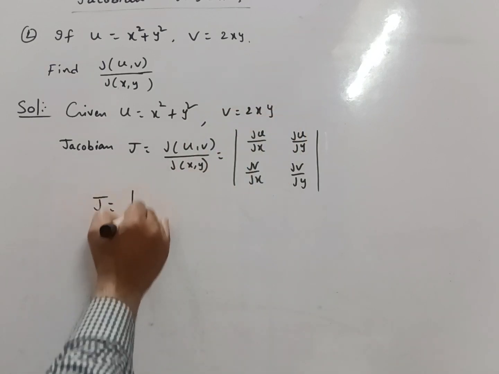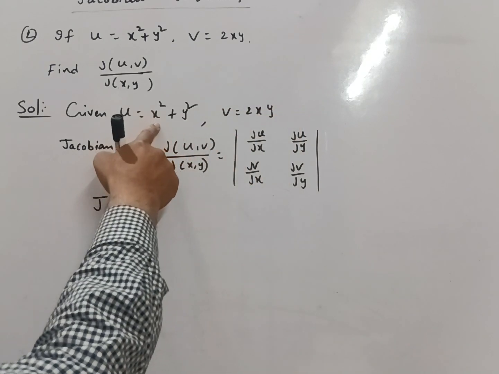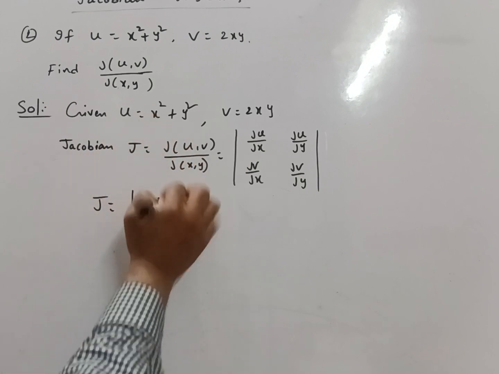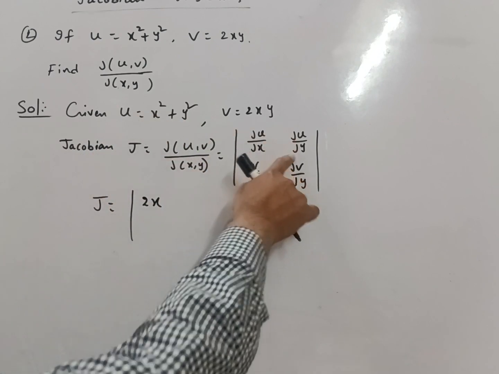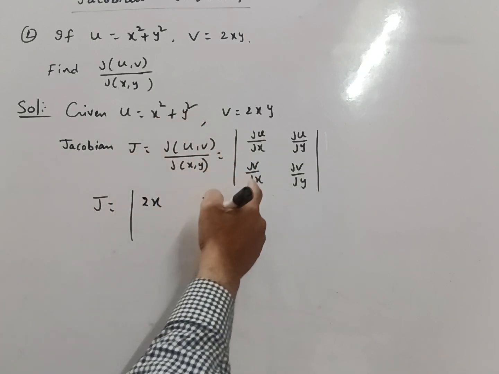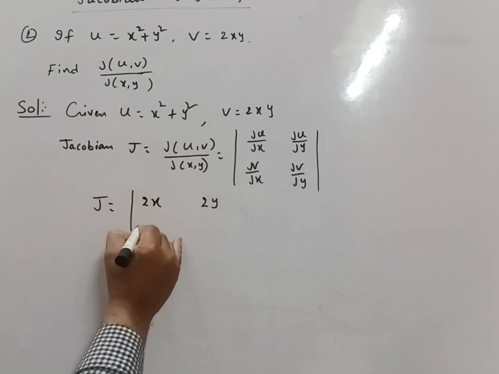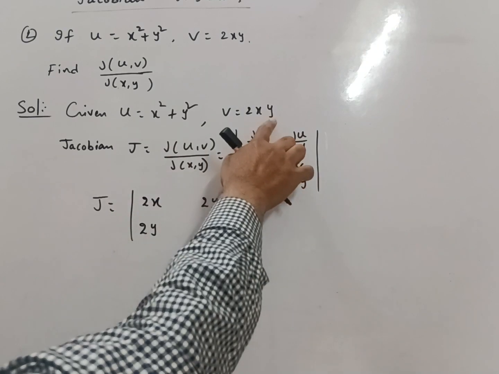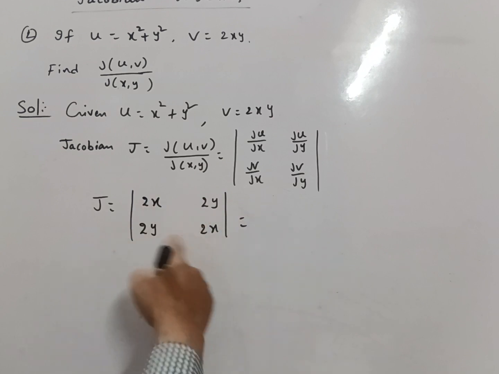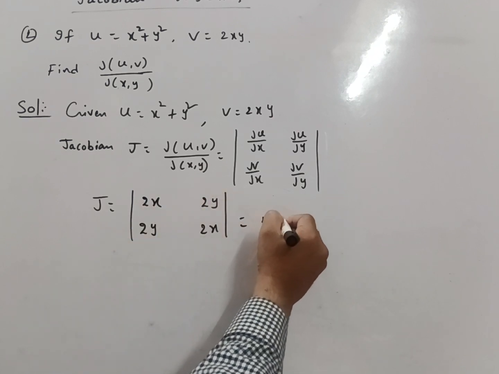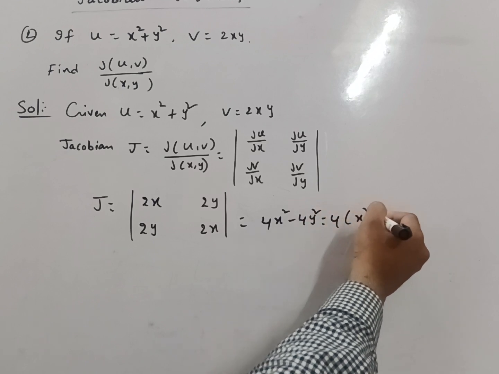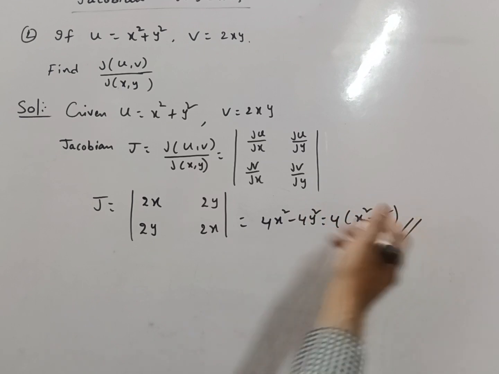So J is equal to mod dou u by dou x. With respect to x, you have to differentiate. X square will give you 2x, no x here, 0. Dou u by dou y, no y here, 0. Y square is 2y. Dou v by dou x is 1, you get 2y. Dou v by dou y is 1, you get 2x. So AD minus BC, 4x square minus 4y square. Take out 4 common, x square minus y square.